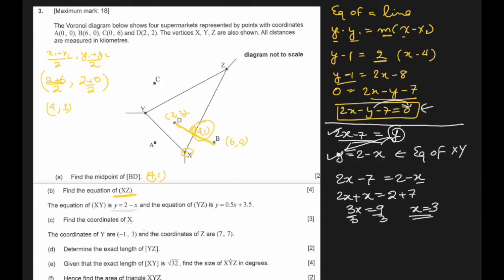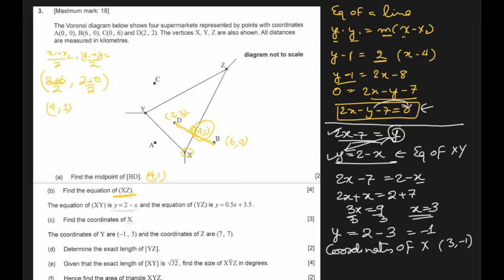This line or this line, doesn't matter. Let me use this one. Y equal to 2 minus x, which is 3 now. So negative 1. So coordinates of x are 3 and minus 1. The coordinates of y are also given, minus 1, 3. And the coordinates of z are this. Determine the exact length of yz.